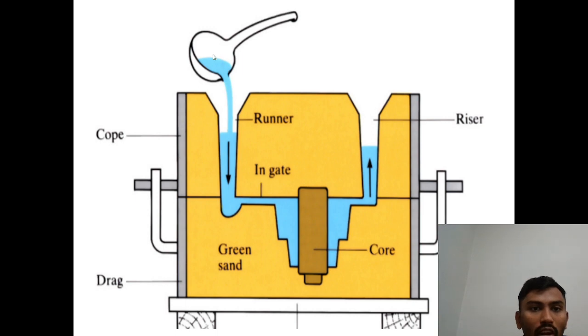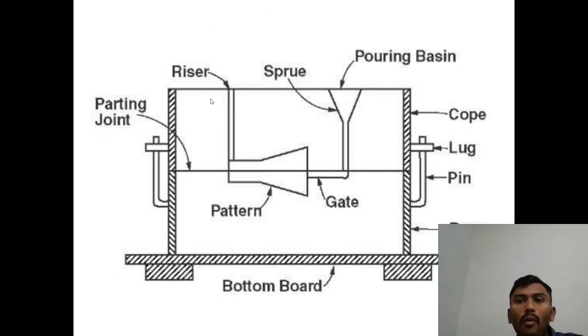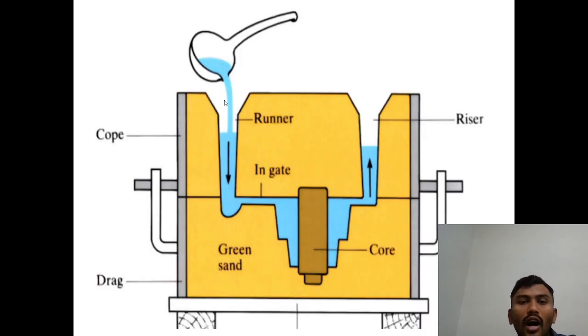Here it is molten material, liquid state. He is pouring. Not only liquid state, it can be semi-liquid state or any other molten material. You have to melt that material, heat it, and pour it in through the runner or riser. Here you can see the pouring basin and sprue. In the pouring basin, he is pouring the liquid, and it passes through the gate.